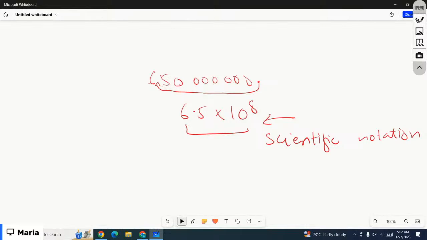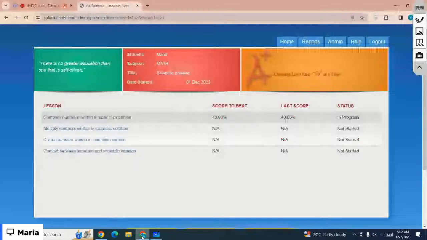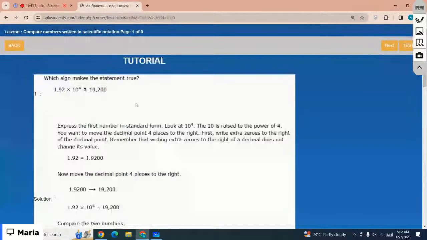Let's just start with the first lesson, that is compare numbers written in scientific notation. Okay, so how do we compare the numbers when they are written with the scientific notation? So when you are comparing two values, right, they must be in the same form, right? Let's just look at the example. You have 1.92 times 10 exponent 4 and the other one is 19,200, right? You cannot compare them until they both are in the exponent form or both in general form, right?